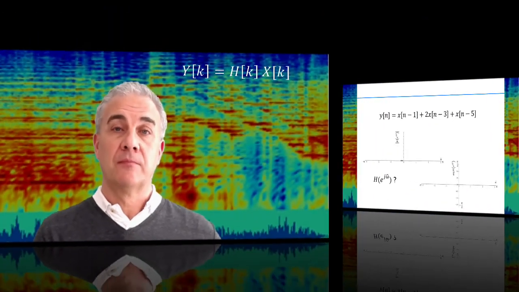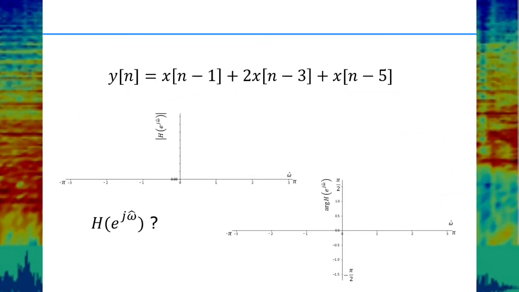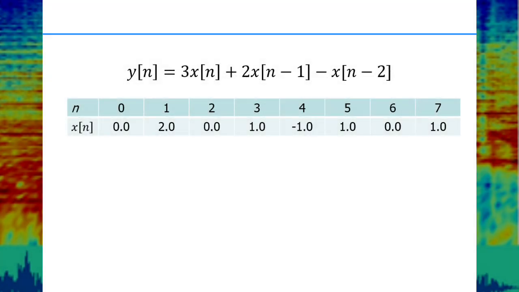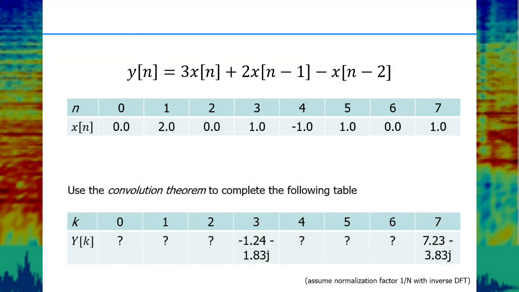With that, only the two exercises of the week are left. Both deal with the convolution theorem, one using the DTFT and the other one the DFT. First, given this input-output relation, calculate the frequency response H(e^jω) and plot its magnitude and phase. Second, you're given this input-output relation and a finite length input signal of 8 samples. Determine the missing values of the DFT of the output signal y[n] in this table.